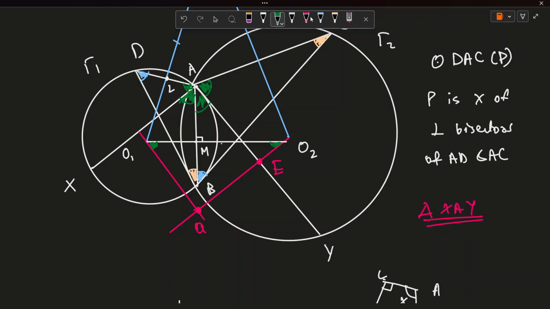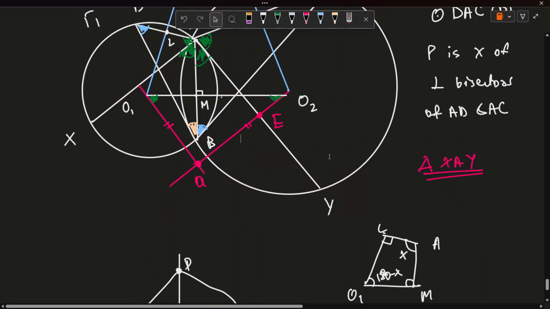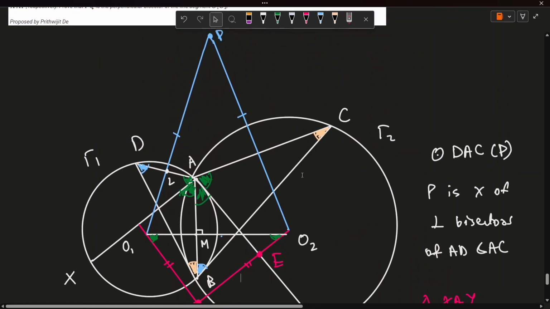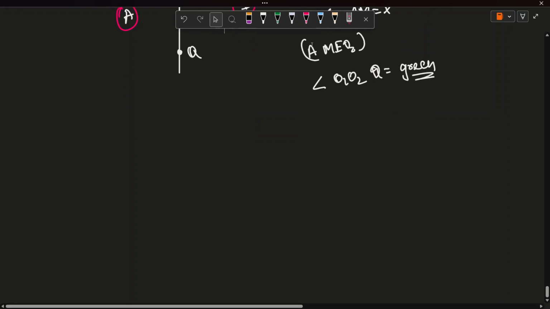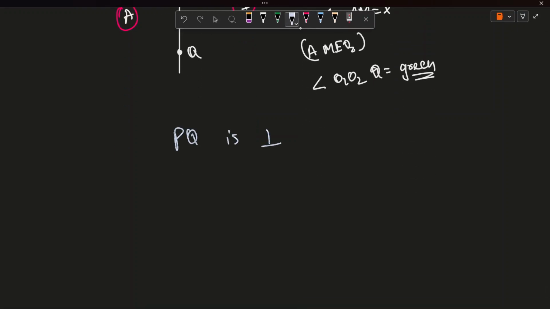Now we are actually done with the problem, because this proves that this is equal to this, and we have shown that Q is equidistant from O1 and O2, P is equidistant from O1 and O2, and the locus of points equidistant from two fixed points is their perpendicular bisector. So this directly implies that PQ is the perpendicular bisector.